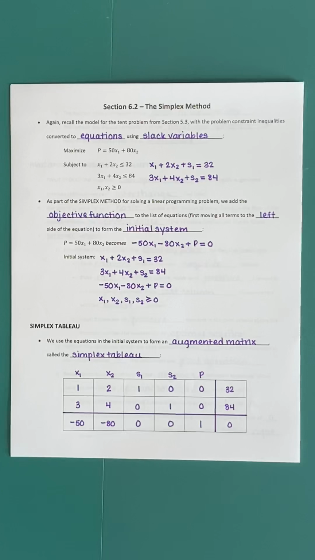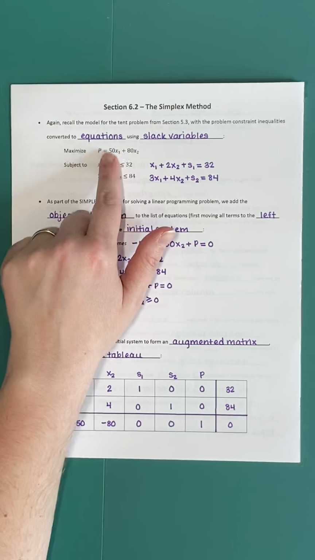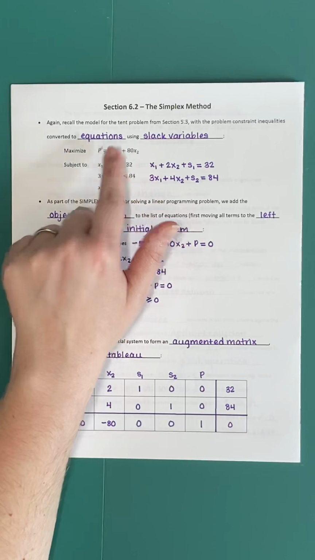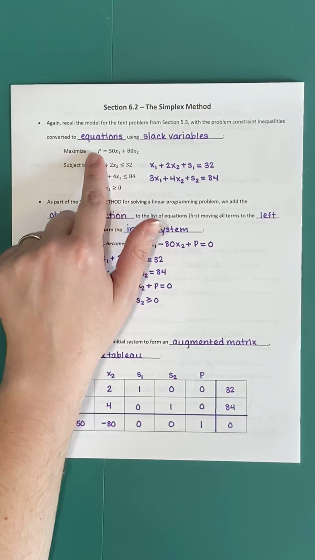As part of the simplex method, we're going to add the objective function to that list of equations. What we're going to do first with that objective function is move all terms to the left side of the equation. The result, combined with our E system, is what we call the initial system. Our objective function represents profit: $50 times the number of standard tenths, plus $80 times the number of expedition tenths. The sum of each of those profit components is the total profit overall.